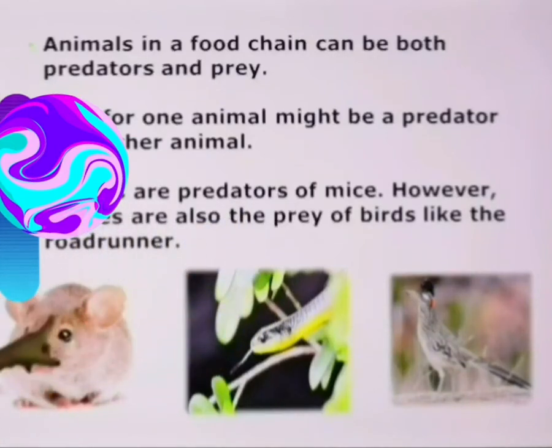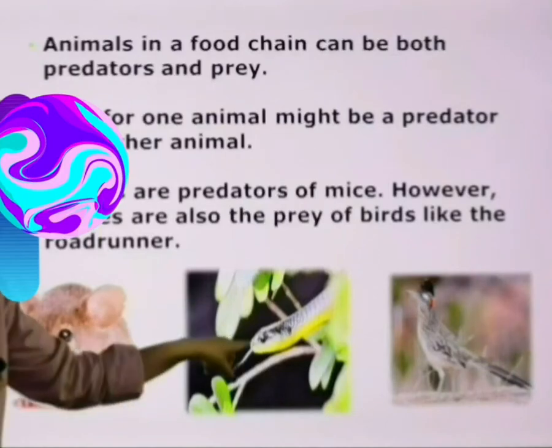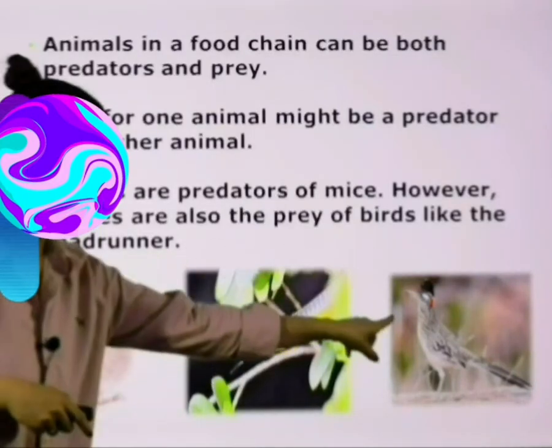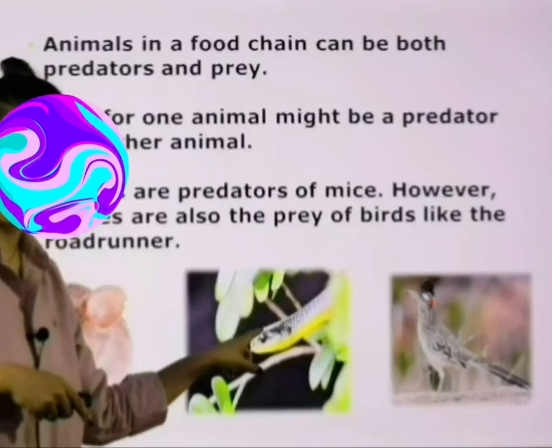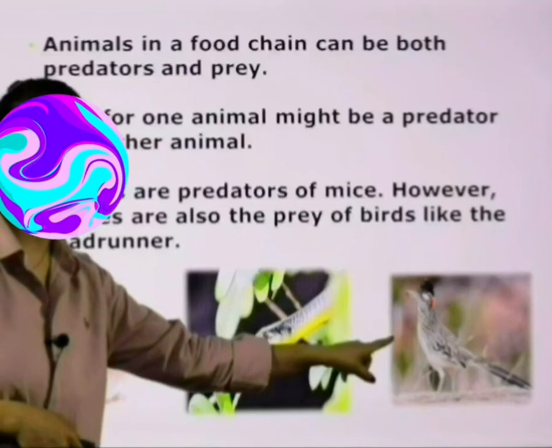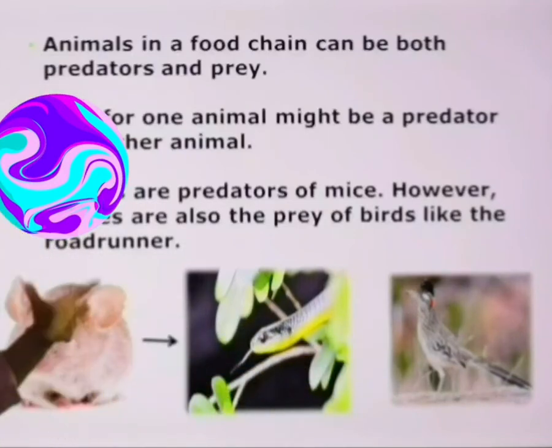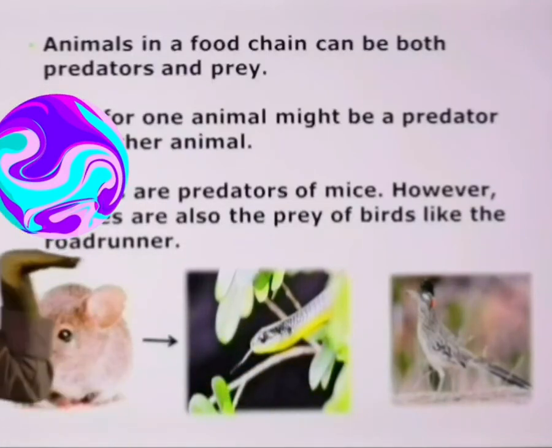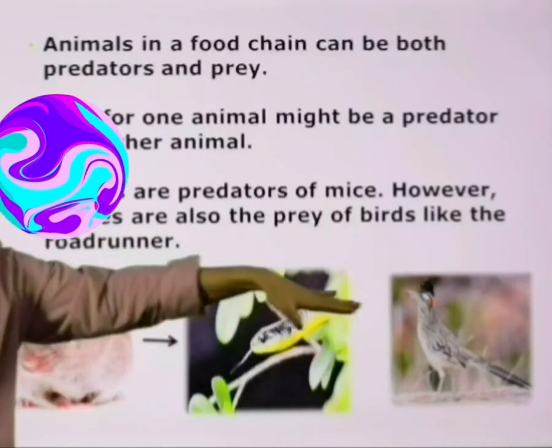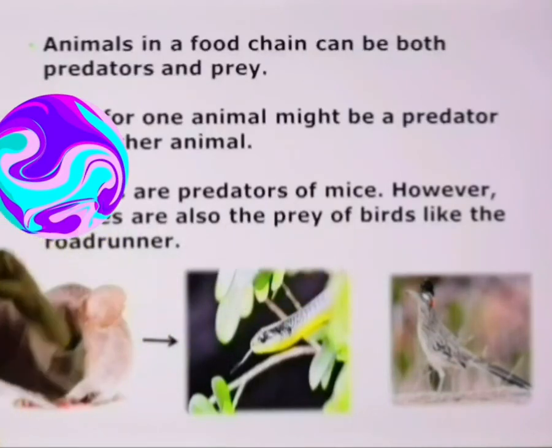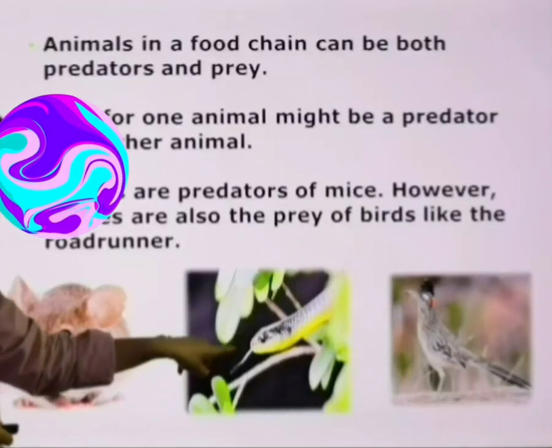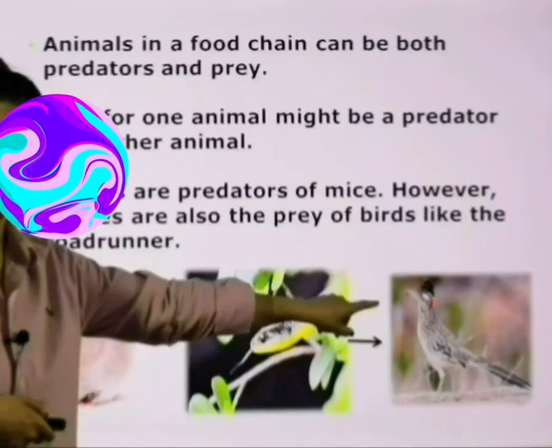So the snake eats the mouse. So the snake is the predator. The mouse is the prey. But this bird, the roadrunner, eats the snake. So the snake now became prey, and the roadrunner is the predator. If I'm going to put an arrow for the energy, how's the energy going? Where is the energy flowing? Let's make a food chain. The energy from the mouse goes to the snake, and the energy from the snake goes to the bird.